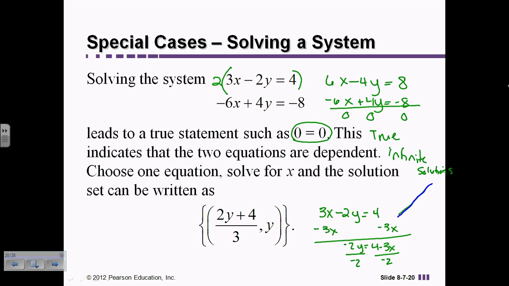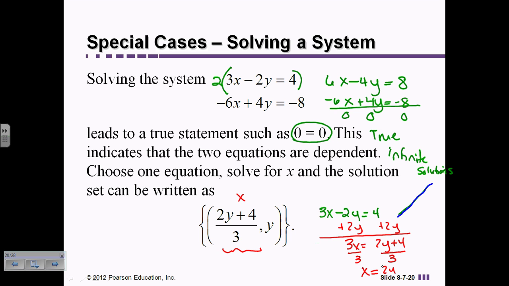Oops, sorry, I did this wrong. We're going to solve this equation for x, I'm sorry, because we want to know what x equals. So remember, our first spot is x. So we're going to solve this for x, so we're going to add 2y to both sides. So you get 3x equals 2y plus 4. And then we're going to divide both sides by 3. So that's how we got the 2y plus 4, because we know x equals 2y plus 4 divided by 3.